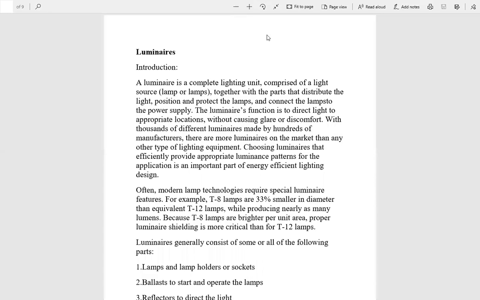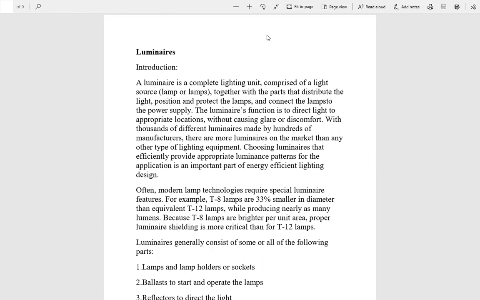Hello students. Today our topic of discussion is luminaires. A luminaire is a complete lighting unit comprised of a light source, that is lamp or lamps, together with the parts that distribute the light, position and protect the lamps and connect the lamps to the power supply. The luminaire's function is to direct light to appropriate locations without causing glare or discomfort.